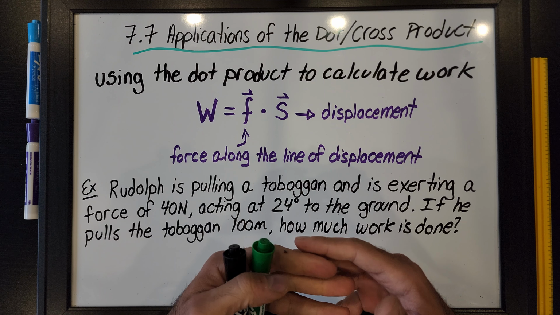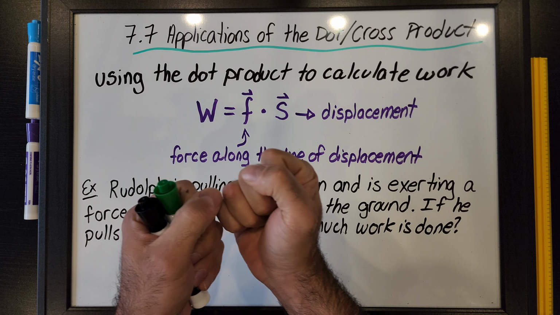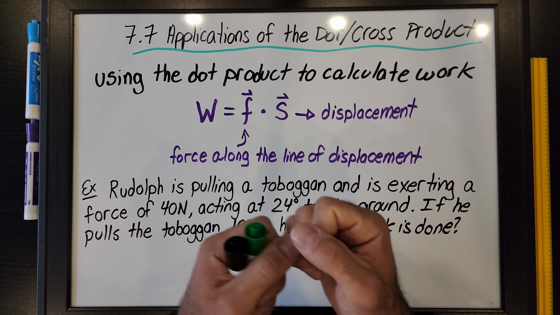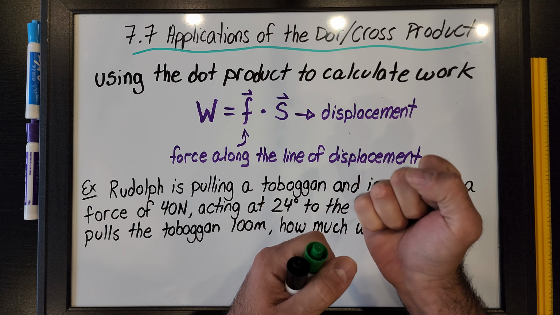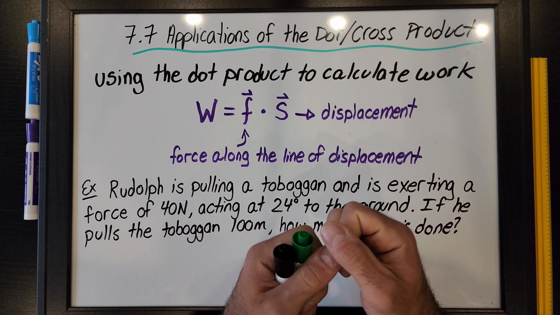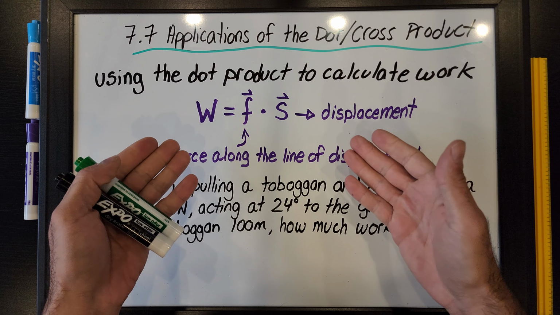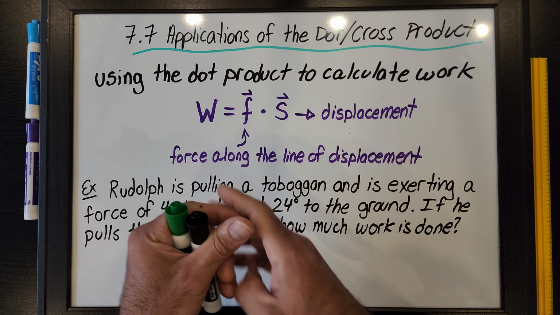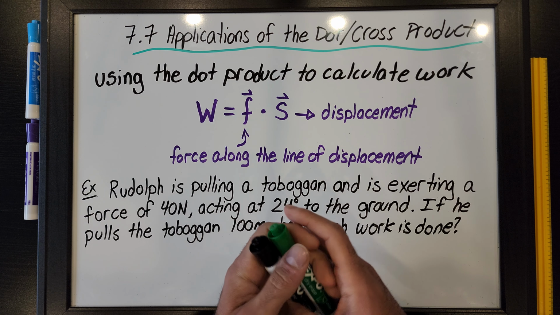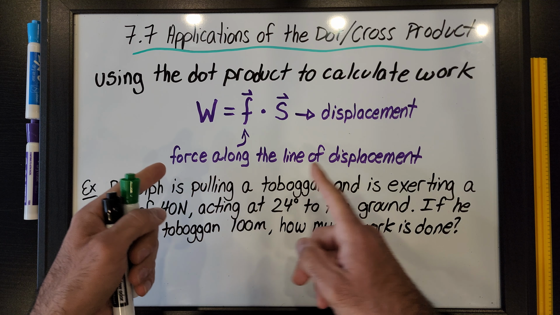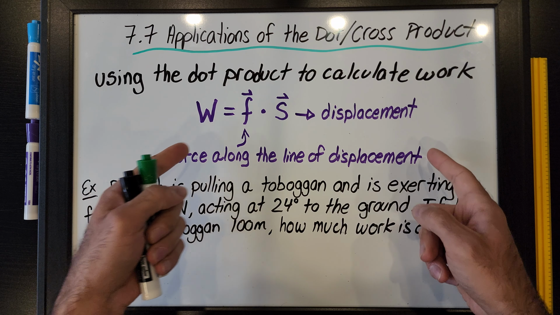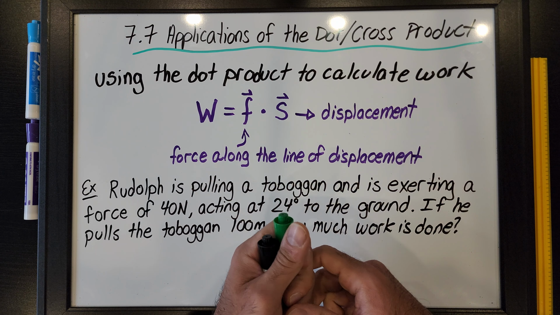So think of how much work something is. If you're dragging something, there's two components there. There is how much force you're dragging and the distance that you're dragging it, and that equals work. So here we have the formula for it. It's the force vector versus the displacement vector, where the force vector is force along the line of displacement, and this is just the displacement.